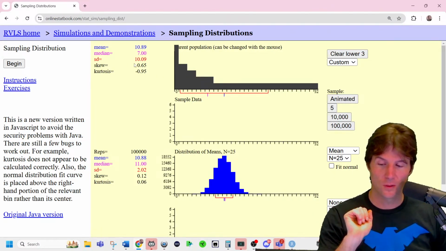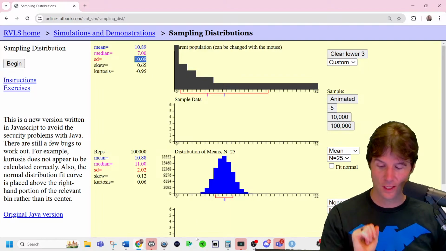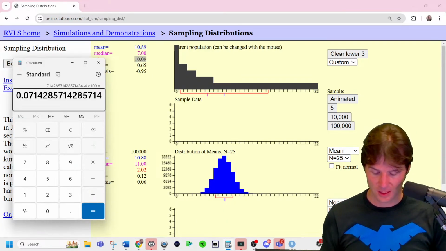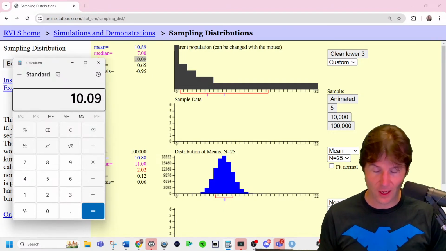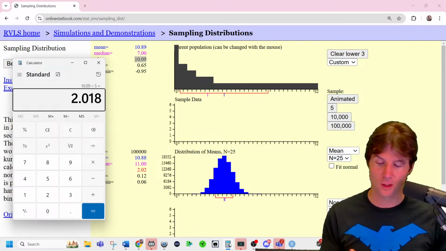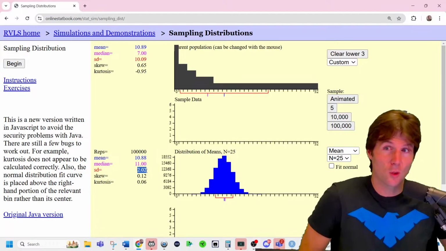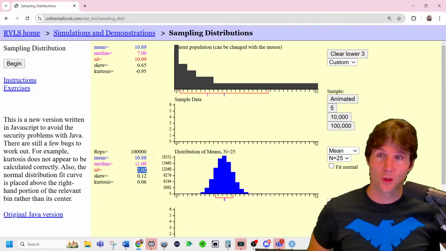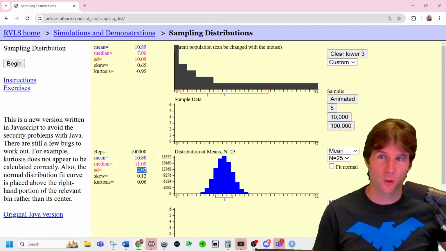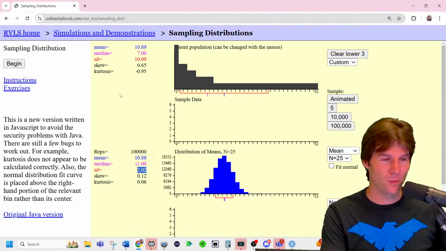Notice you could have even taken the original standard deviation of 10.09. If you take 10.09 and divide by 5, i.e. the square root of 25, you get the new standard deviation of 2.02 down here. And the simulation shows that the central limit theorem is a truth. You can actually obtain a normal distribution by doing the distribution of sample means.